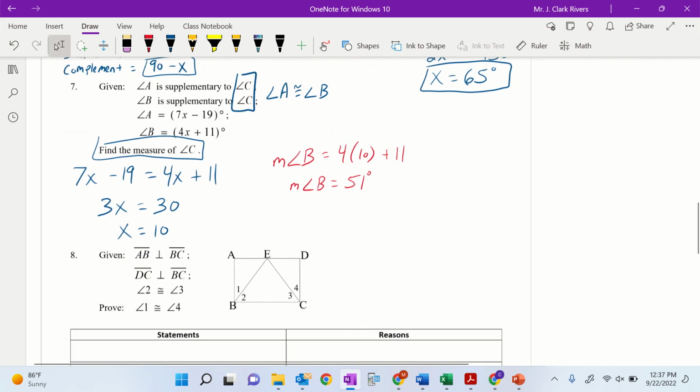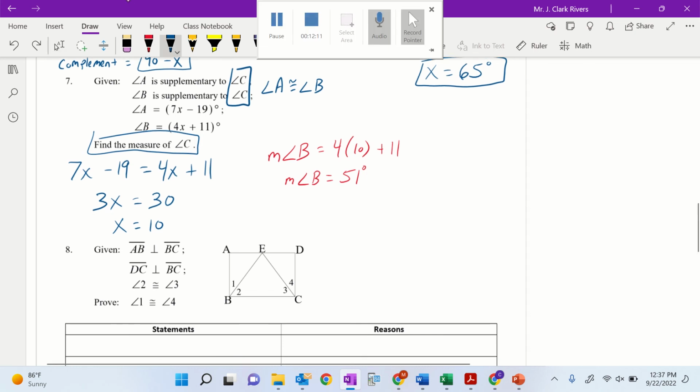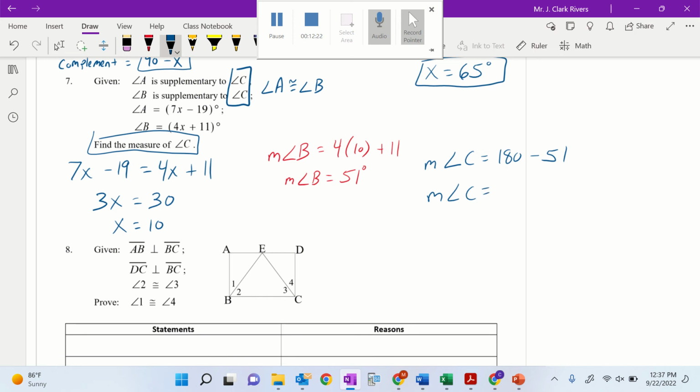So now the measure of angle C. Remember, are these supplementary or complementary? Be careful here. Sometimes people just assume they're complementary. If you read the problem, they're actually supplementary. So the measure of angle C equals 180 minus 51. So the measure of angle C is equal to 129 degrees.